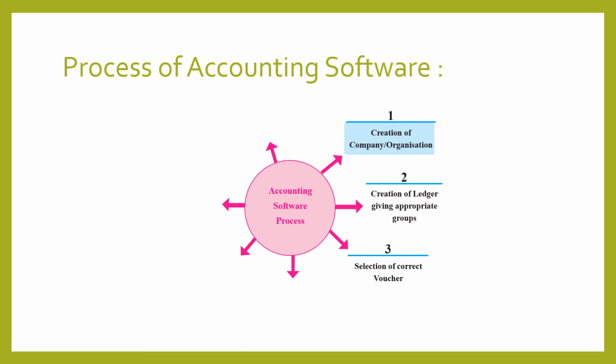Third step is the selection of correct voucher. Now as per your transaction entry, it is important to select a proper voucher. Now the same example we will take, that is cash deposited into bank. For this entry the contra voucher is used, which is always related to the cash account and the bank account. So it is very important to select the correct voucher while doing the transaction entry.